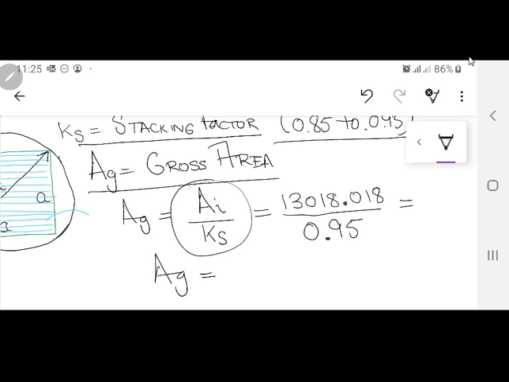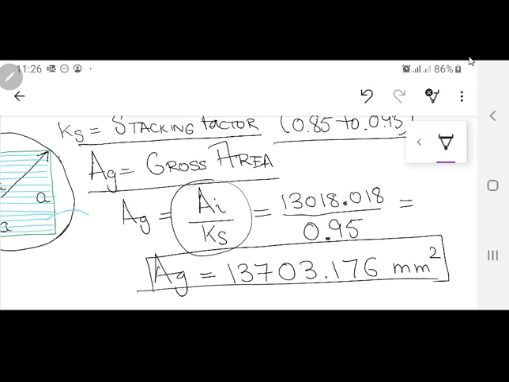13018.018 divided by 0.95. 0.95, let me tell you, is a very, very good stacking factor. Otherwise, कोई मुश्किल ही है कोई इतना effective. It can range from 0.85 or 0.9. हाँ, दोबारा बोलो. 13701.76, चलो 176 बस बहुत है, इससे आगे क्या. So this is your area.